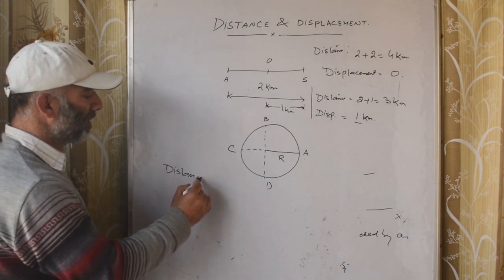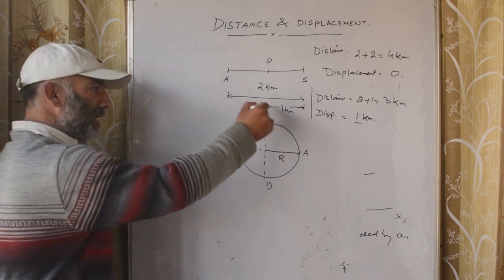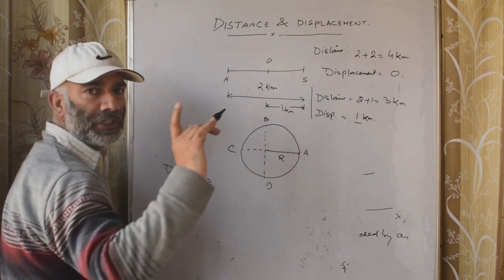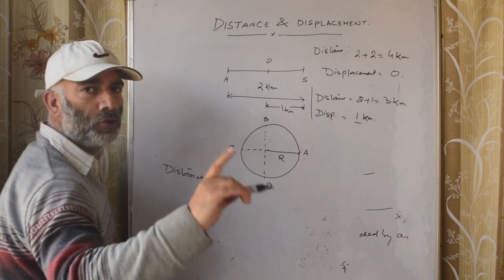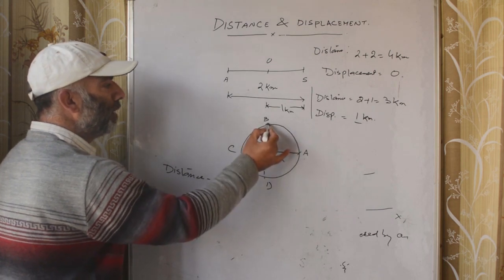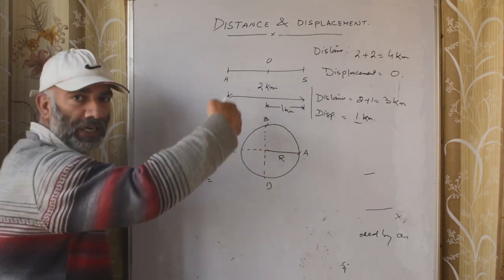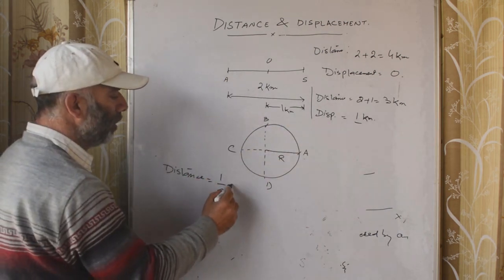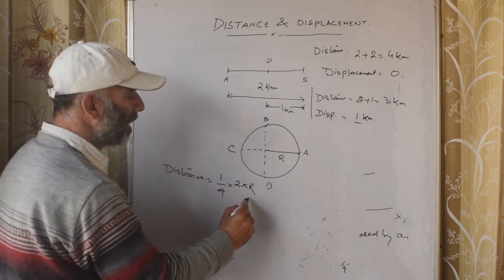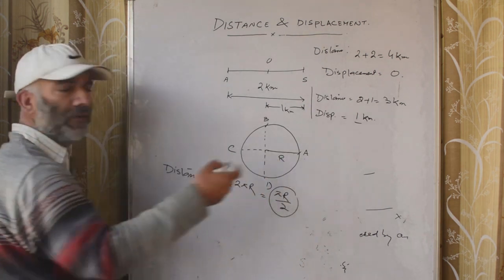Distance under this condition will be equal to, if a person moves from A and completes a circular track, then how much distance does he or she cover? It is the circumference of the circle, which is equal to 2 pi times R. If he or she moves from A to B, how much is the distance? Distance is 1/4 of the total distance. 1/4 into the total circumference, that is 2 pi times R, so that is equal to pi R by 2. You can substitute the value of R.